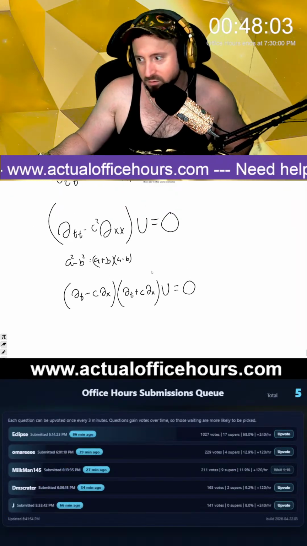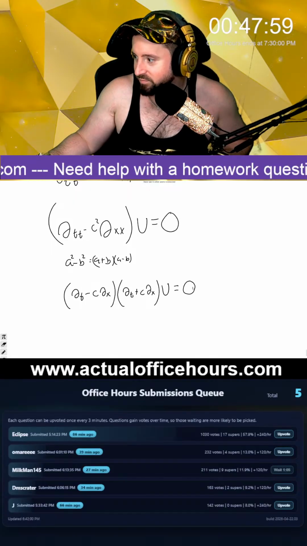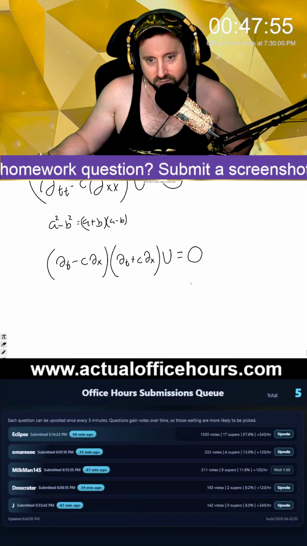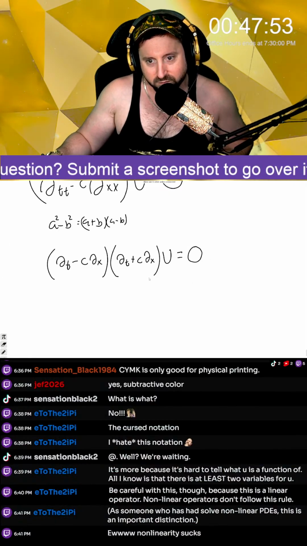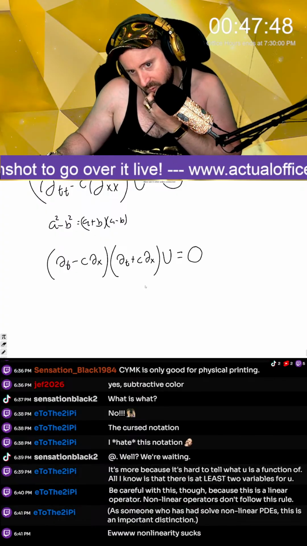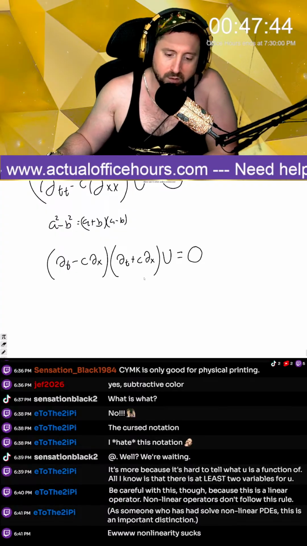It does work like that. What's cool is these are actually two transport operators. So our transport equation would be the second operator that we wrote, and if we had a negative for the speed, it would be the left-hand side, but that's okay. Just kind of a tangent.